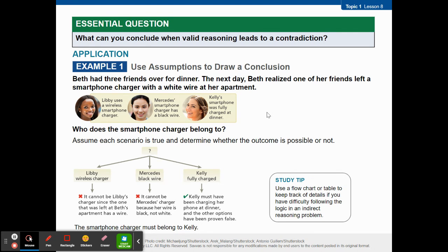Kelly's, right? If there's no wire, that doesn't work. If it's a black wire, that doesn't work. Kelly is the only one that was fully charged, so it had to have been hers. At least you hope Beth doesn't forget that she bought a white wire in some respects, right? So in this case, it has to be Kelly's because she's the only logical choice.